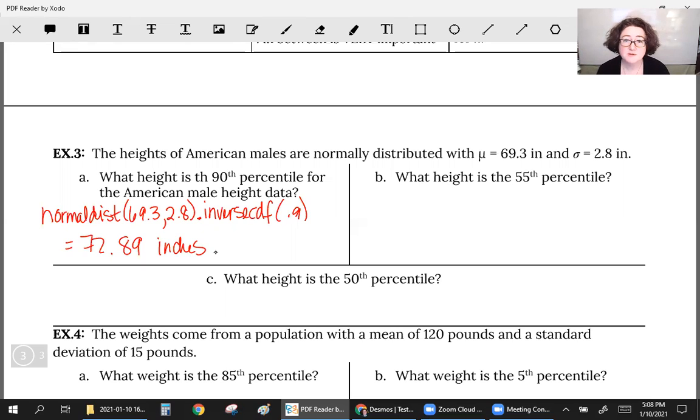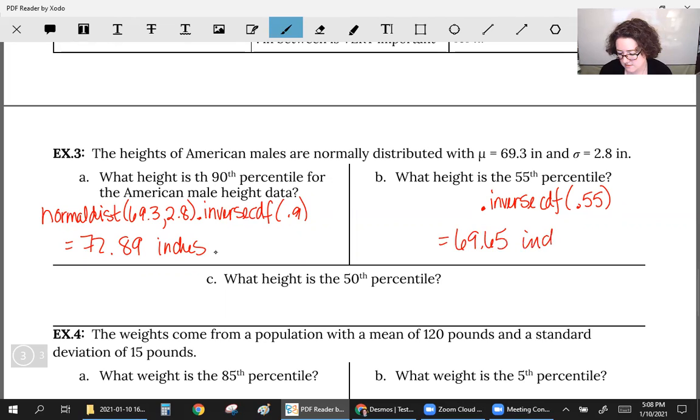So height for the 55th percentile, again, normal distribution doesn't change. The only thing that changes is when you type in inverse CDF, you're going to type in 0.55 for your 55th percentile. So when you do that, you should get 69.65, because the reference we're using is inches.